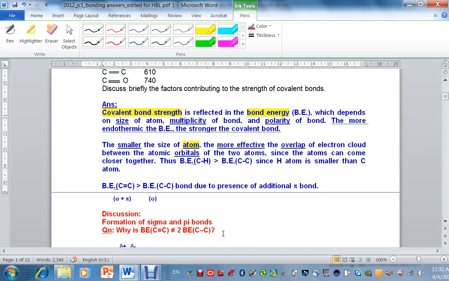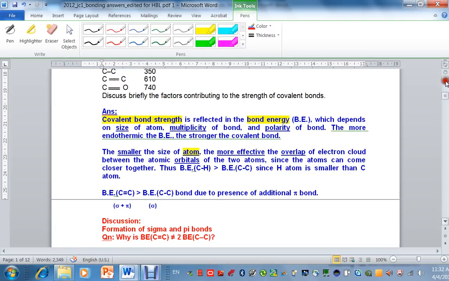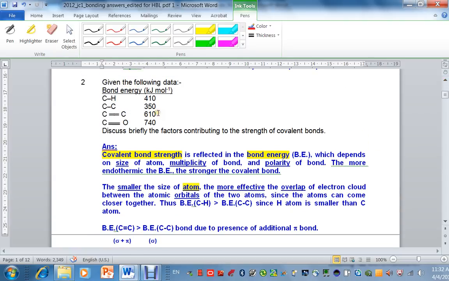A pi bond is actually weaker than a sigma bond, because the side-on overlap is not as effective as the head-on overlap. As a result, you also see that a double bond is less than 2 times a single bond. 610 compared to 350, you can see that a C=C double bond is less than double the single bond, because the pi bond is weaker than the sigma bond.